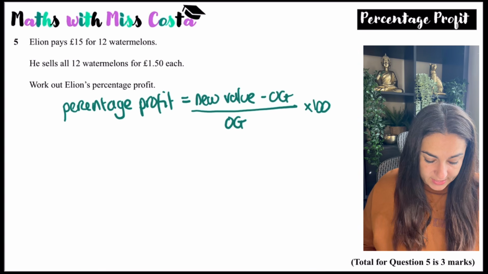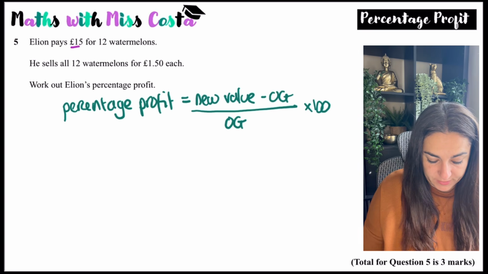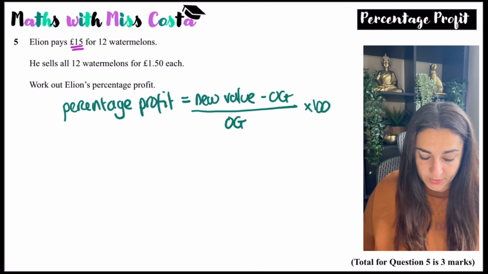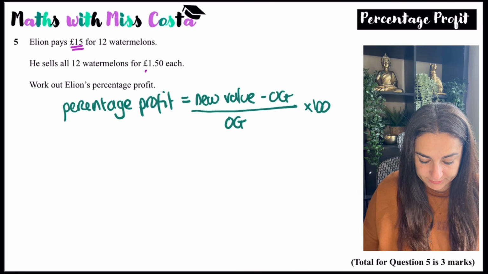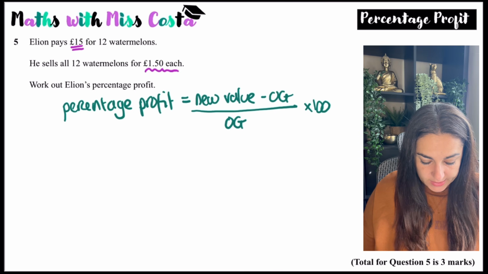So the original value is £15. We need to work out what he manages to sell them for. So he sells 12 of the watermelons for £1.50 each.